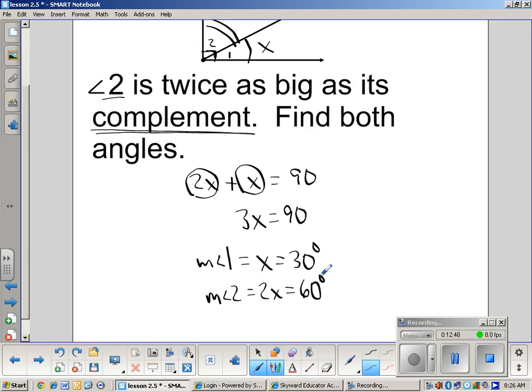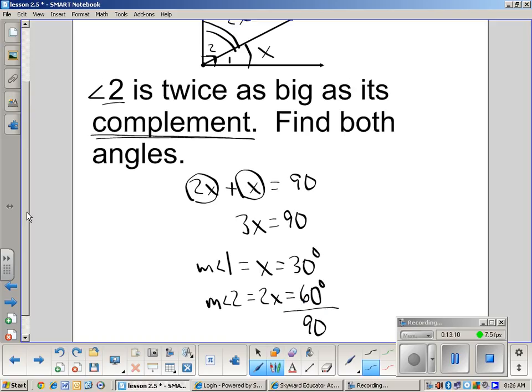Now, there's a nice way to check these. What did we start out by saying these two angles had to do? Add up to 90. Do they? Yes. 30 plus 60 is 90. That's a quick check to make sure that you did it correctly: you actually do what you said they should do. You start out by saying they should add up to 90, so let's double check when we're all done. Do they add up to 90? If they do, odds are really good that we have no mistakes.